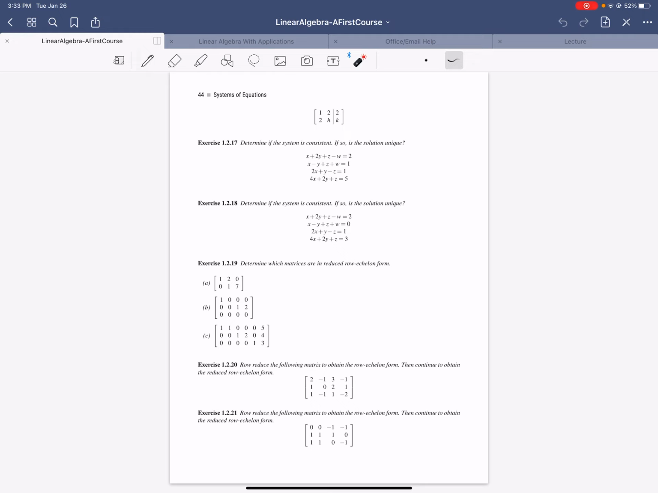Get up to date on the jargon, like when there's at least a solution or infinitely many solutions, it's called a consistent system. When there's no solution, it's called inconsistent, and all of that stuff.